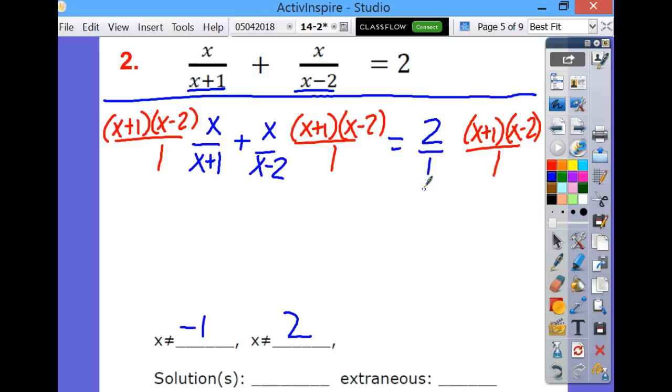The purple is the original problem. The red is the LCD that we're multiplying by each term. Okay. The reason we multiply by the least common denominator is to cancel out all of the denominators.